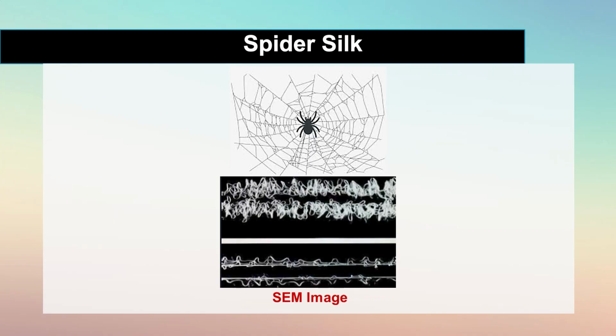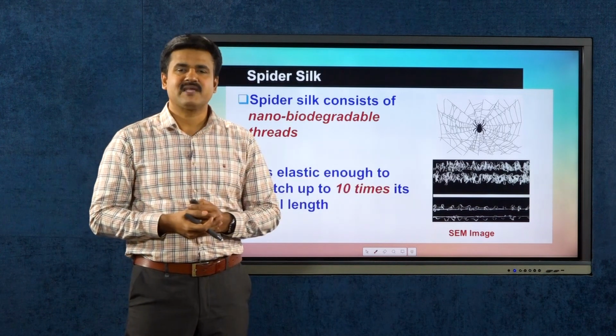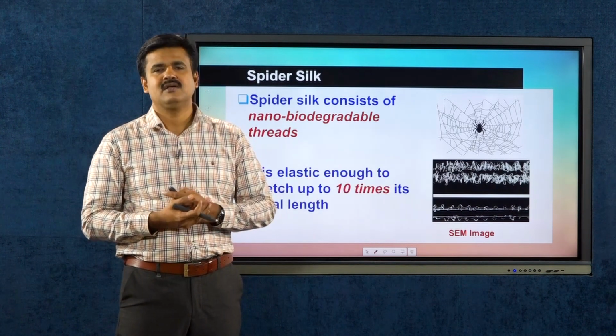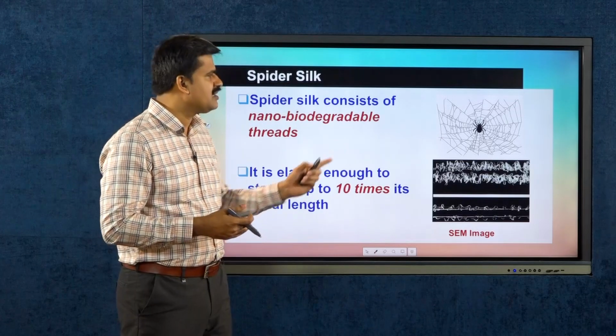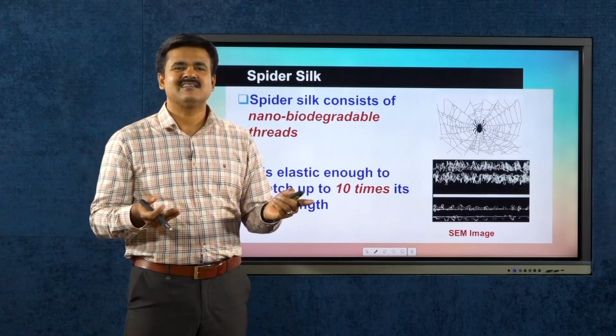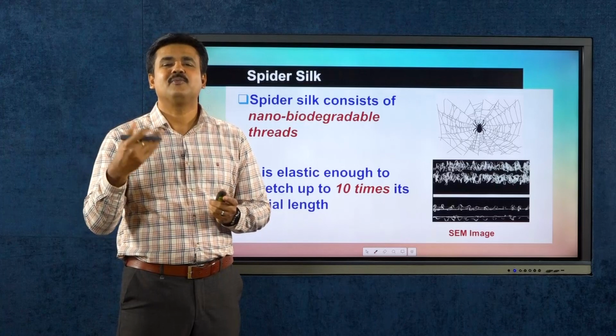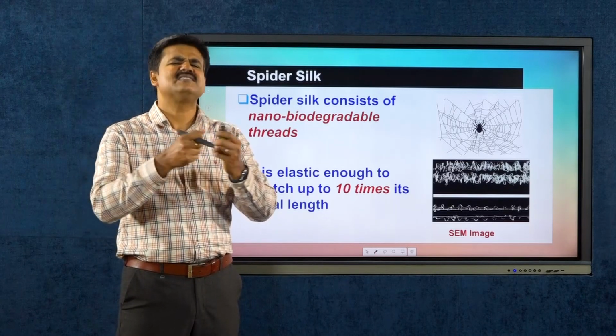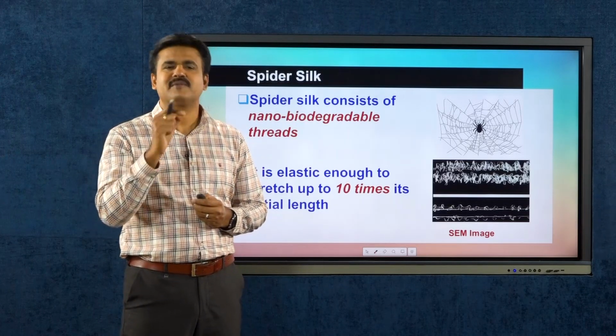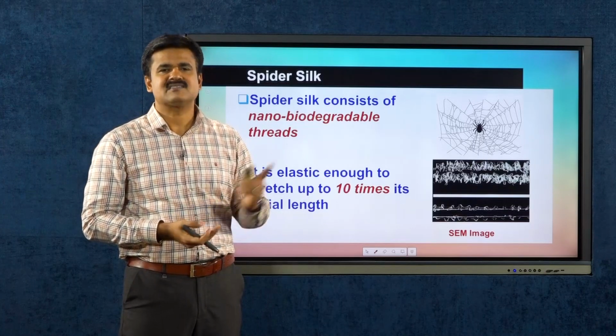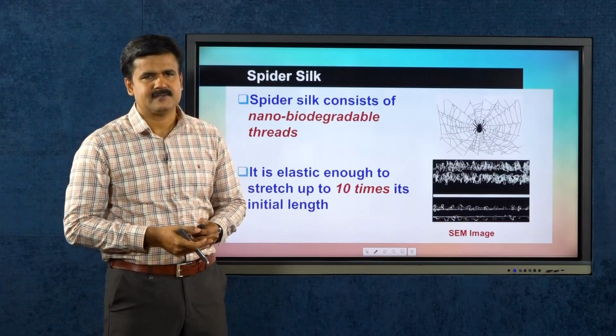We can take 1 meter of spider silk. It is extendable. It can be stretched up to 10 meters. That is the peculiarity of this spider silk. On analysis of the scanning electron micrograph images, or SEM images, it is clear that there are so many nano-biodegradable threads. So, this much elasticity is a contribution from the nanoparticles present in the spider silk.